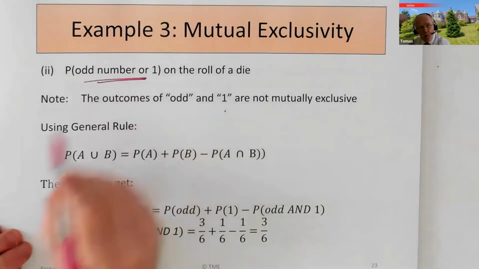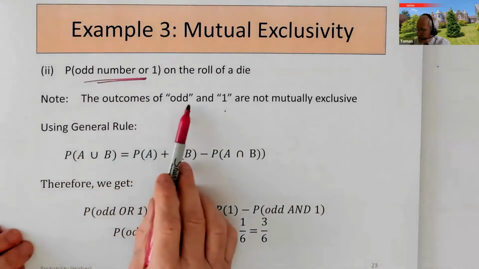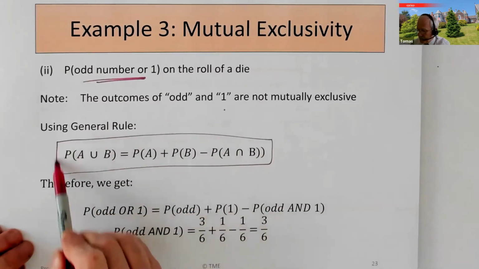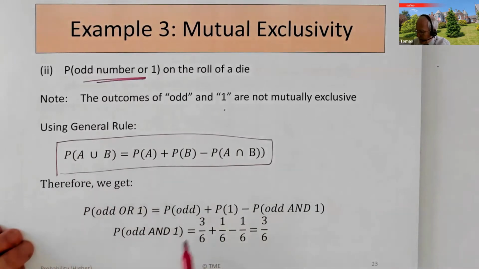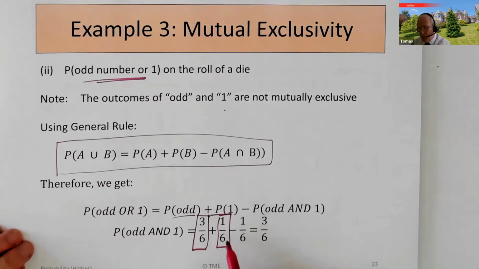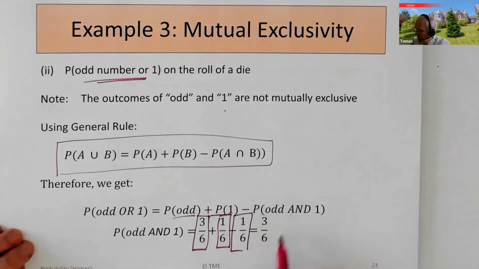P(odd number or a 1). The outcomes are not mutually exclusive. So therefore, we're going to use the general rule. So P(odd or 1) is P(odd) plus P(1) minus P(odd and 1). The probability of something being odd is 1, 3, and 5, so there's 3 of them, 3 over 6. 1, only one way, 1 over 6. Minus, what's the probability it's odd and 1? Well, that's 1 over 6 because there's one way of doing that. And that's the answer.